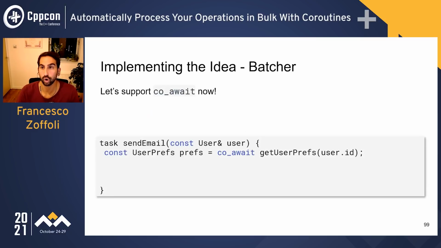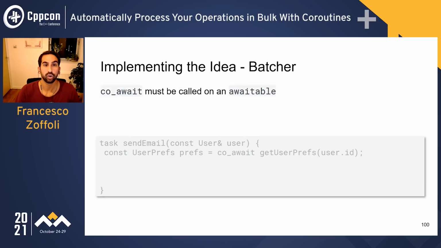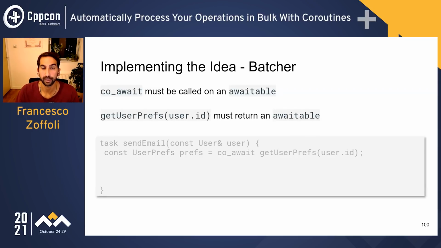So let's support co-await now. And this is what we want to write. We already have our coroutine from before, but now we want to be able to call co-await on the get user preferences. Co-await must be called on an awaitable object, so an object which implements all the special methods that we saw earlier. So get user preferences must return an awaitable. But our function that we had before was taking a vector and returning a vector. And the vector does not implement the functions needed to be awaited on.